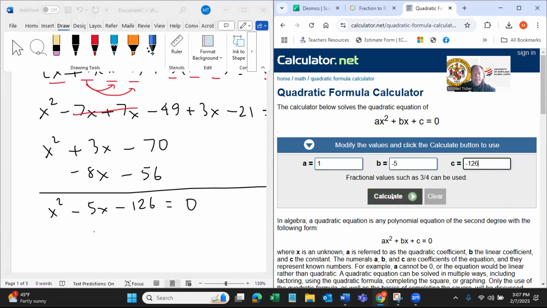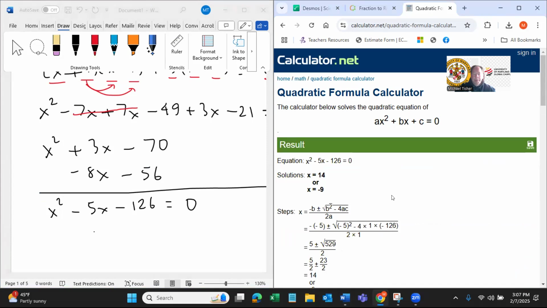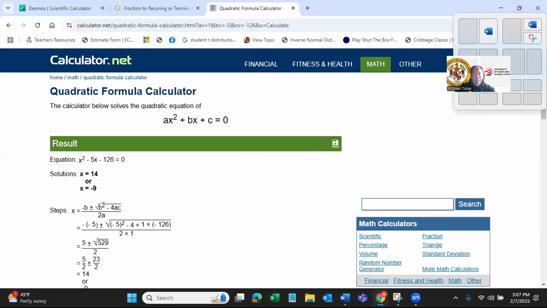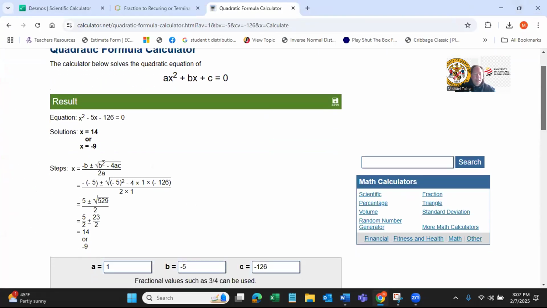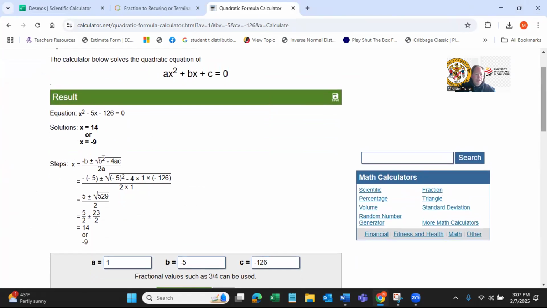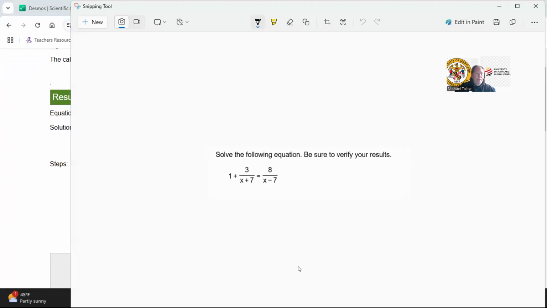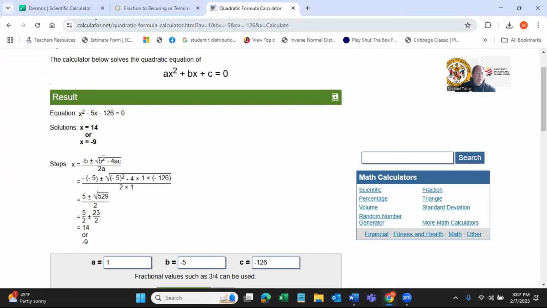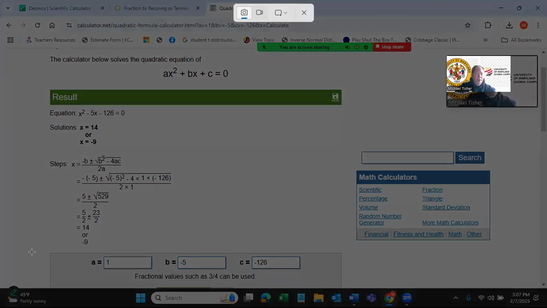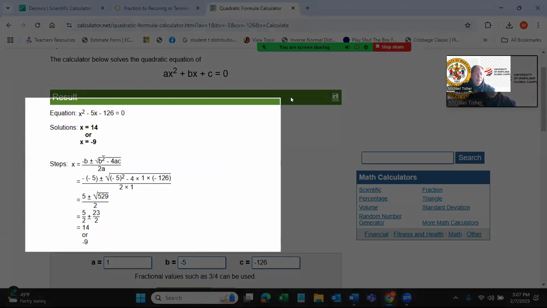And we'll click calculate and see what happens. And we get some nice numbers here, 14 and negative 9. All right, it does the quadratic formula for us very nicely there. We'll go ahead and include all that.